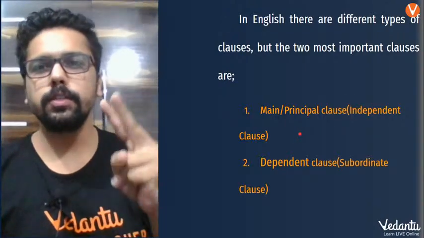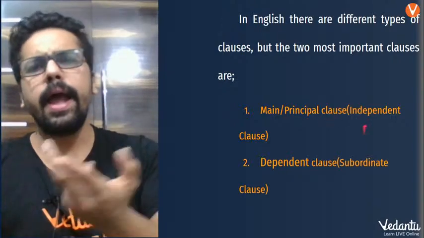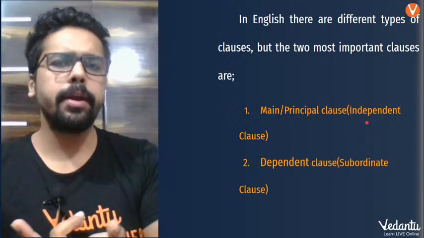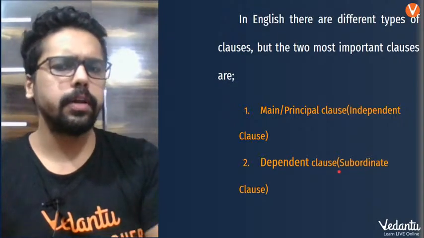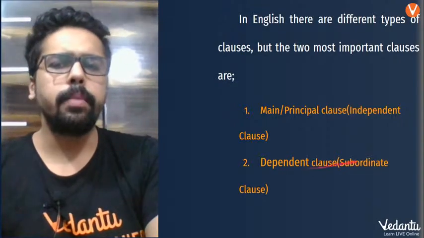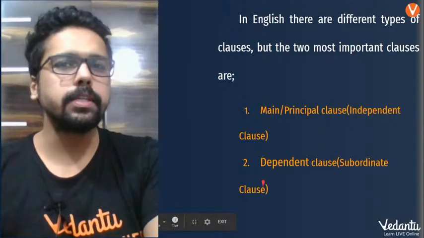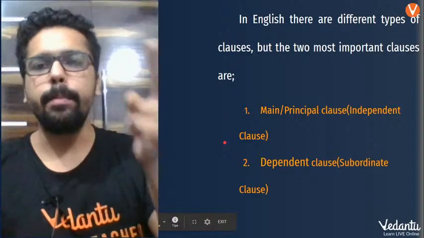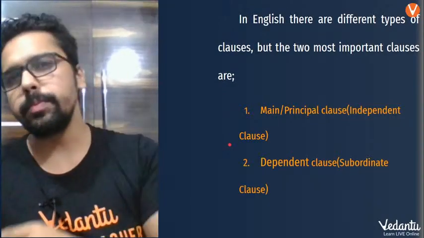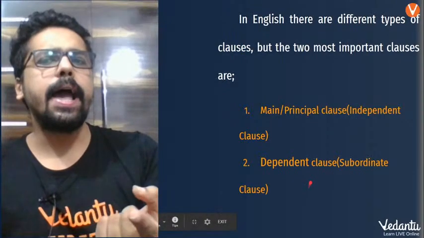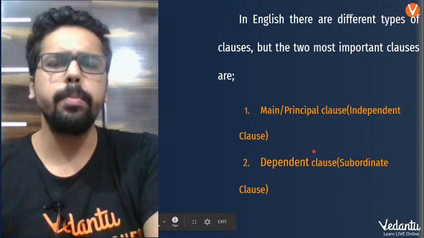So we have two main categories here. First is the main clause, which is also called the principal clause, and in some grammar books the word independent clause is also used. The second one is called the dependent clause or subordinate clause. It is commonly known as subordinate clause, but another name for that is dependent clause. Main clause is independent, subordinate clause is dependent. So these are the two main types, and these are the names given to them.